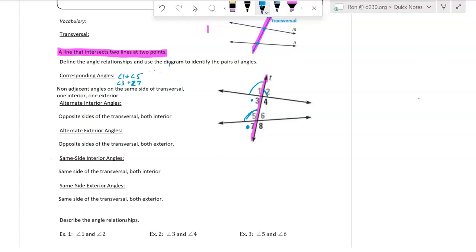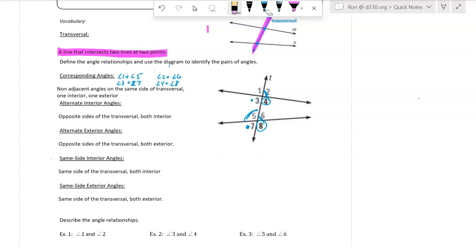Next, if I go to angle 2, what angle corresponds with angle 2? It would be angle 6. They're on the same side, one exterior, one interior, and they don't touch each other. So angle 2 and angle 6. Last, angle 4 is interior and angle 8 is exterior, so angle 4 and angle 8 are a pair of corresponding angles. It's very important before the next lesson that you understand these relationships.